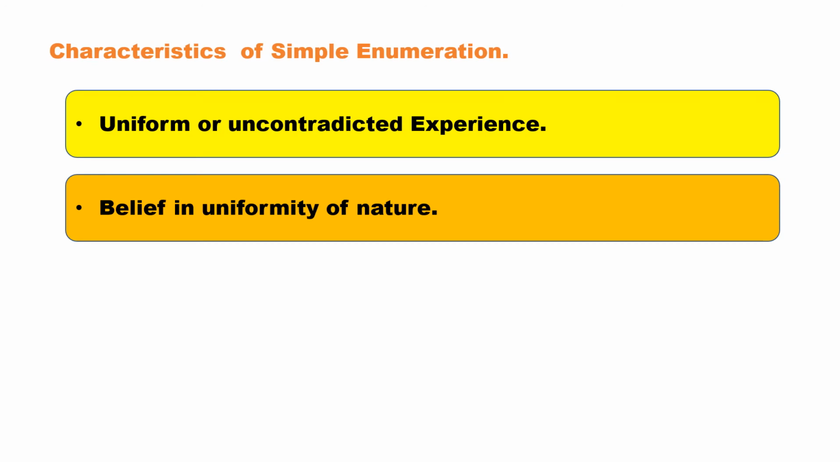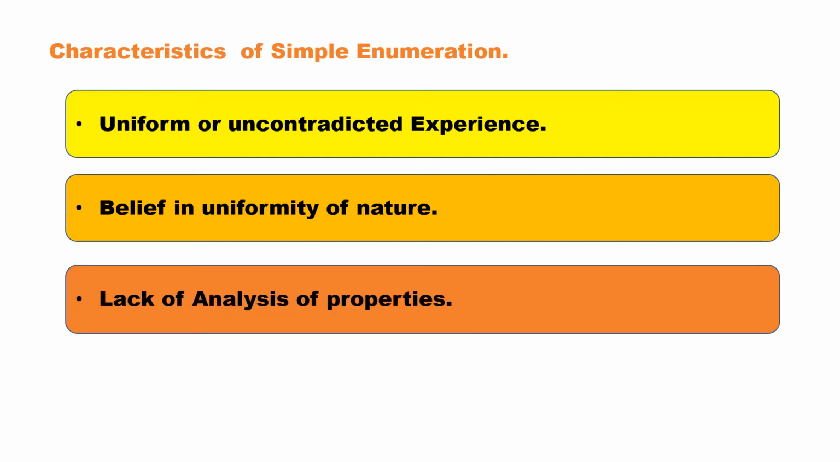So we expect that what is true of the cases within our experience will always be true. Second is belief in the uniformity of nature. The method of simple enumeration supposes that if there were any contrary instances, we would have come across them. Further, we are inferring certain properties of unknown cases because we have found them in the known cases. So the generalization is based on the belief that nature is uniform. This is the principle of uniformity of nature on which simple enumeration is based.